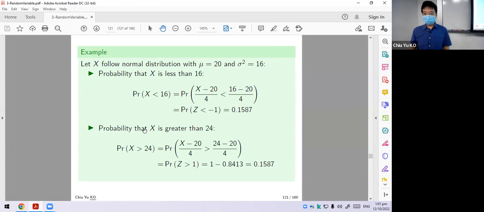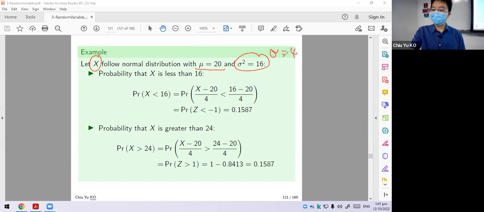Now here comes the question, as I said, of how we use it in the exam. Consider a midterm exam that follows a normal distribution with mean 20 and variance of 16, so the sigma is 4. The question is, what's the probability of less than 16? X has a mean of 20, and sigma is 4.